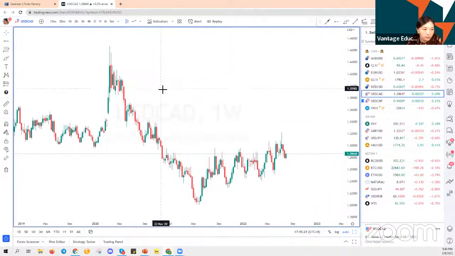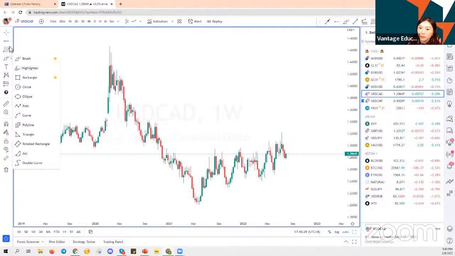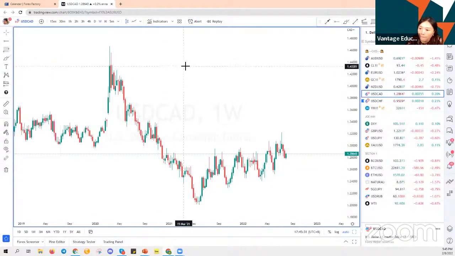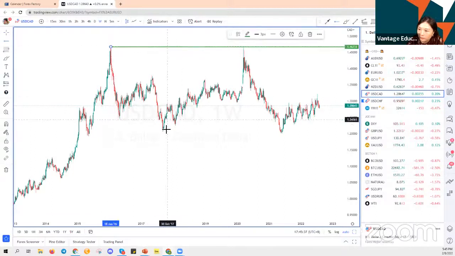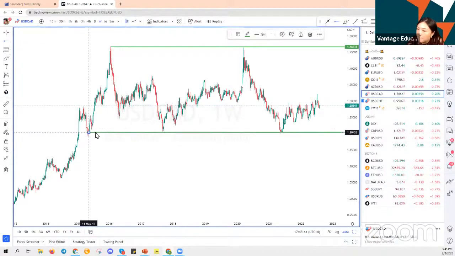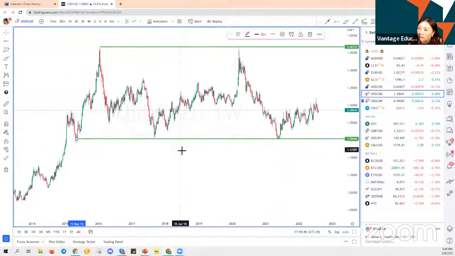Okay, there are some feedbacks. Personally, I will take this as a double top. These are all the key levels that I'll take note of. Kind of looks like it's ranging.